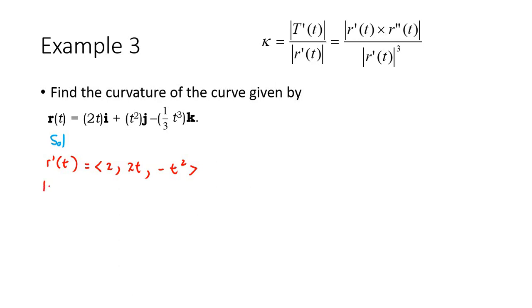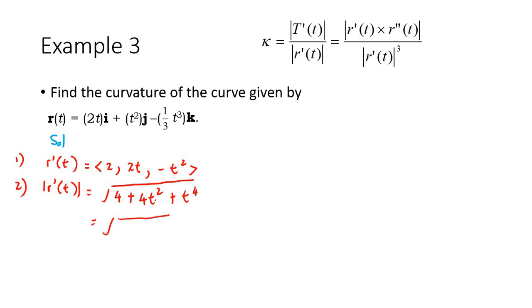And the magnitude of r'(t): square each component and sum it. So 2 squared is 4, 2t squared is 4t squared, plus t to the power 4.